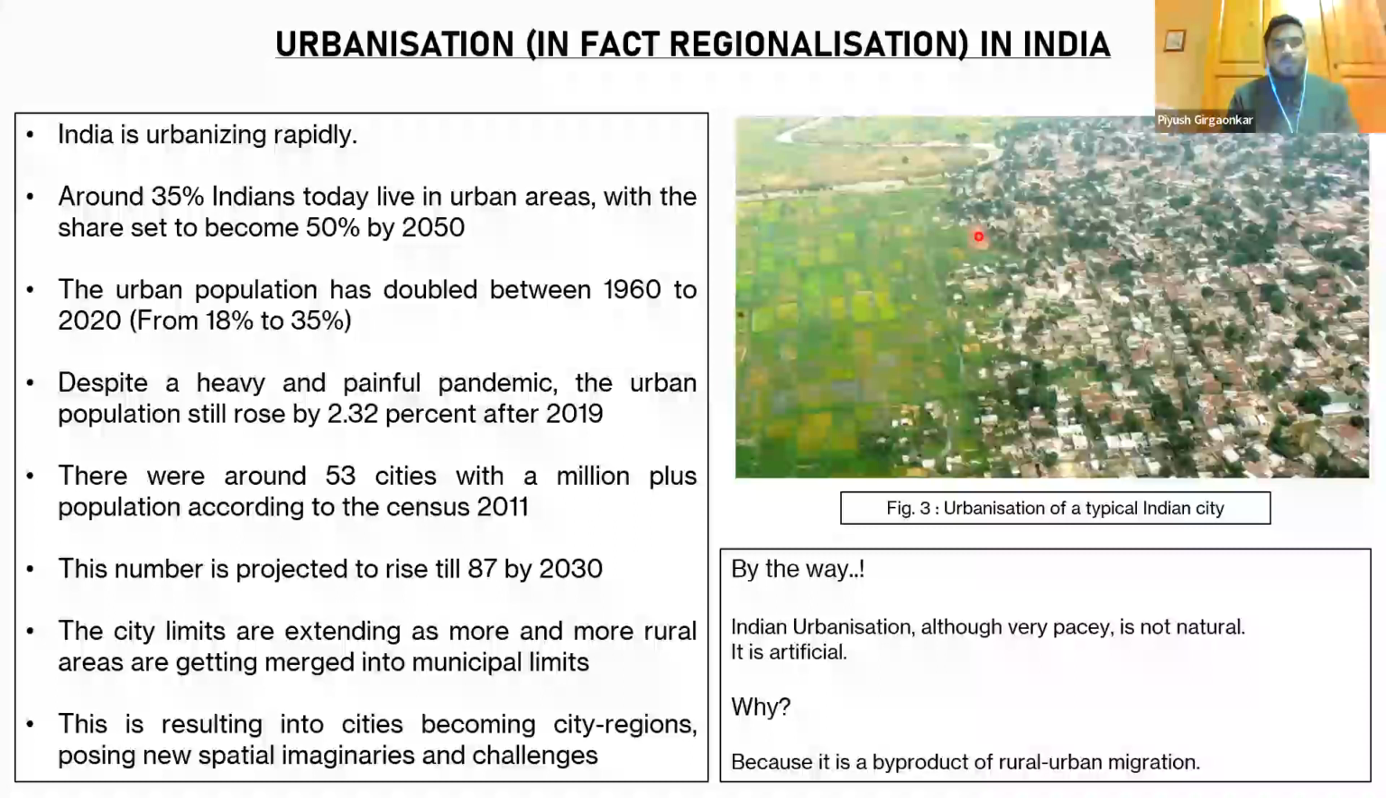Now, how do these figures translate into the city's perspective that is widely available across the literature as well? The latest census, unfortunately, is from back in 2011. Although a digital census is being carried out, the figures and data available are from the 2011 census, and they show that there were around 53 cities with a million plus, a 10 lakh plus population, which is a very huge number and is set to rise to 87, which is a projected figure for 2030. This is also considering the impositions put forth by COVID-19.